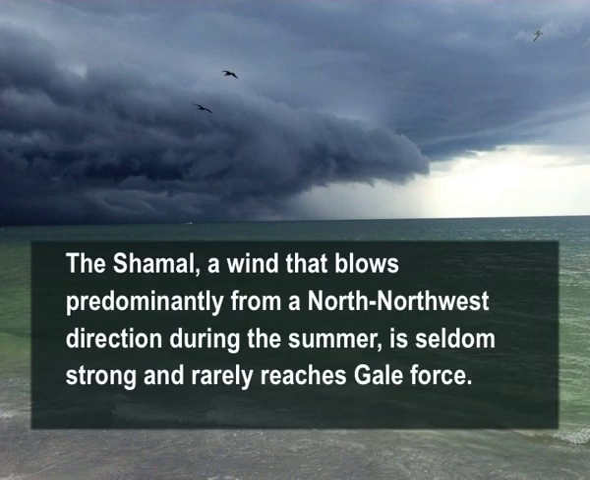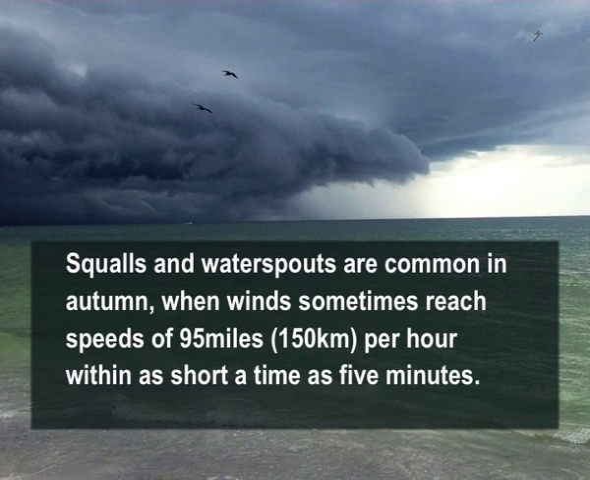Thunderstorms and fog are rare, but dust storms and haze occur frequently in summer. The Shamal, a wind that blows predominantly from a north-northwest direction during the summer, is seldom strong and rarely reaches gale force. Squalls and waterspouts are common in autumn, when winds sometimes reach speeds of 95 miles, that is 150 km per hour, within as short a time as 5 minutes. Intense heating of the land adjacent to the coast leads to gentle offshore winds in the mornings and strong onshore winds in the afternoons and evenings.